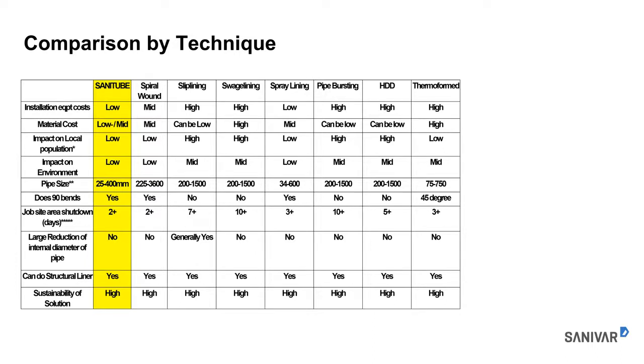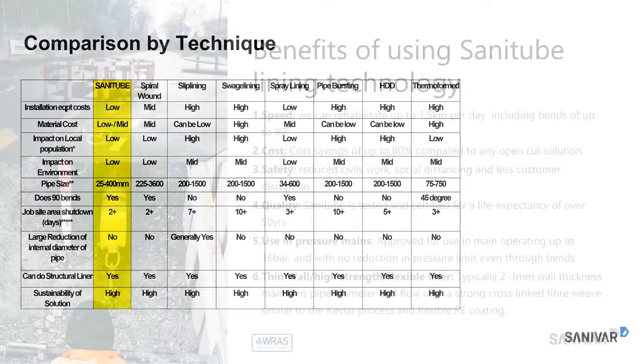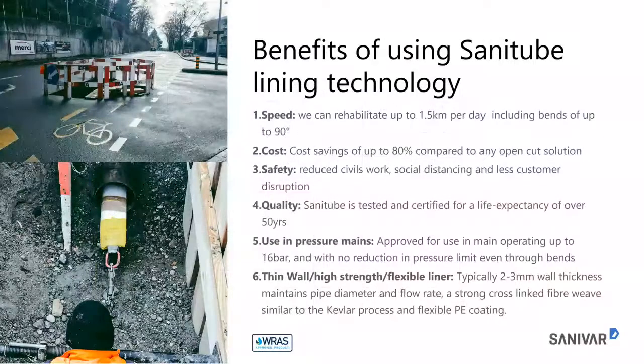So just again, a brief summary of the benefits of using Sanitube. As I say, speed, we can achieve some pretty remarkable numbers in terms of lengths of refurbishment within a working shift. Against open cut, it's widely regarded as savings of up to 80% can be achieved against open cut solutions. It's certainly safer in terms of reduced civil works, the ability to work at a social distance, and far less customer intervention and disruption.